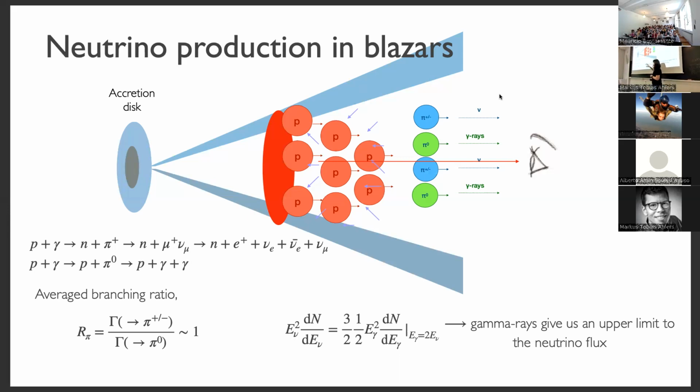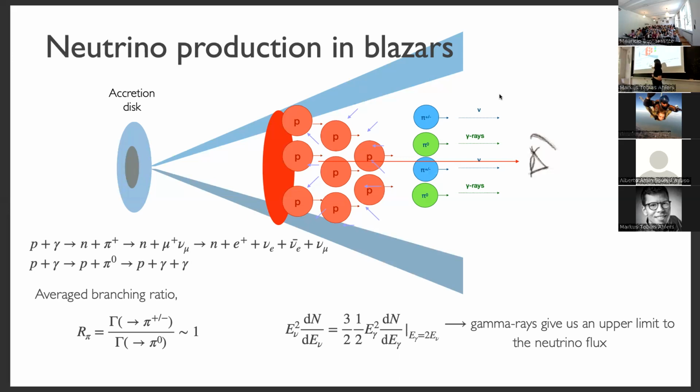In these interactions, the branching ratio for neutral or charged pions is roughly the same. That means for every 3 neutrinos, we get 2 gamma rays. The gamma rays each have half the energy of the pion. The neutrinos each have a quarter of the energy of the charged pion. Therefore, each neutrino has half the energy of each gamma ray. So here I've written the relation: we have 3 neutrinos for every 2 gamma rays. These are these factors here.